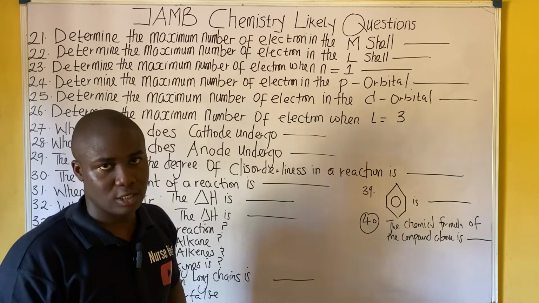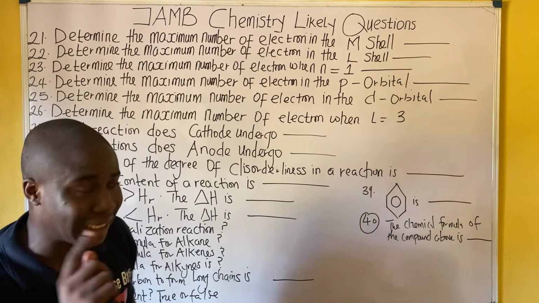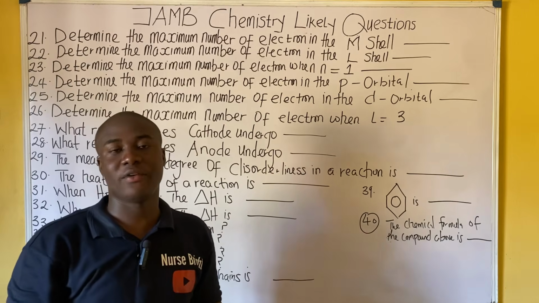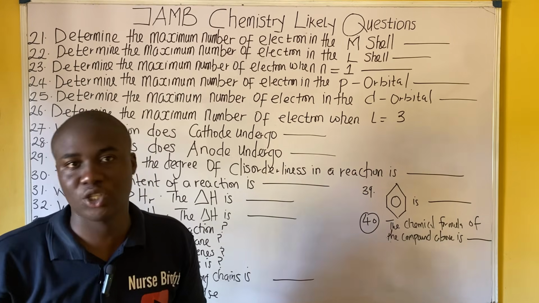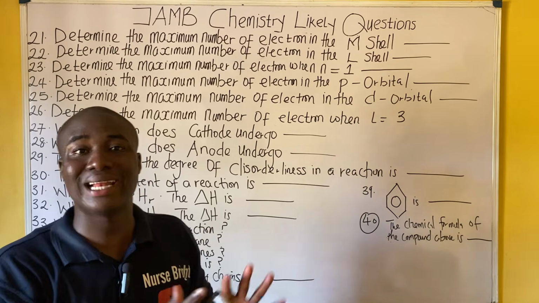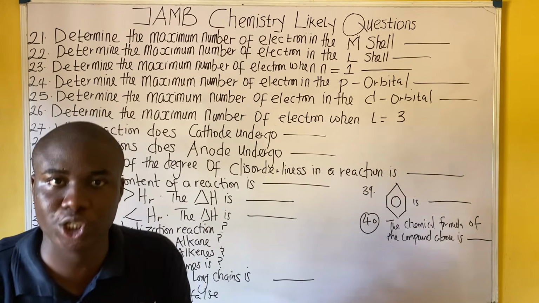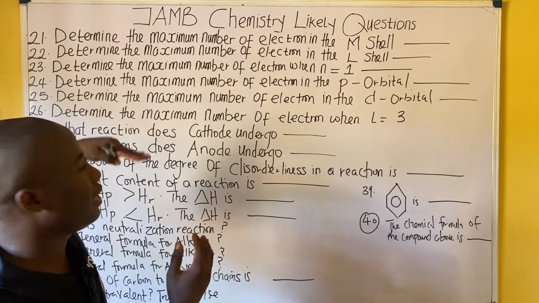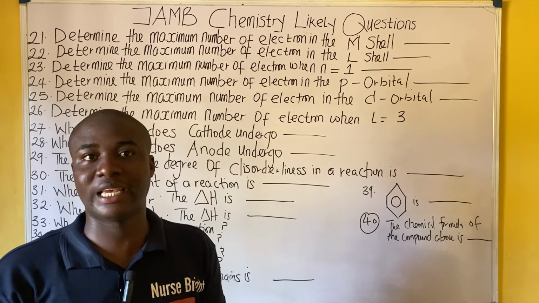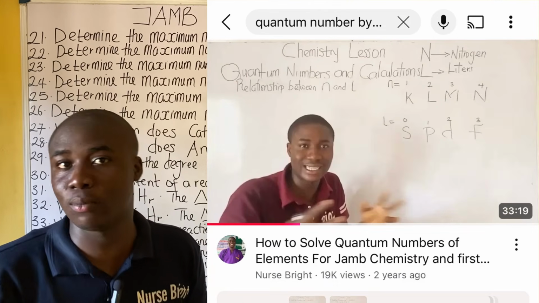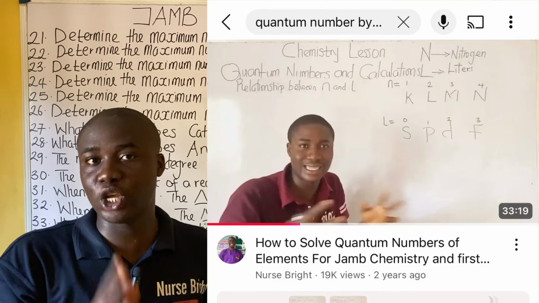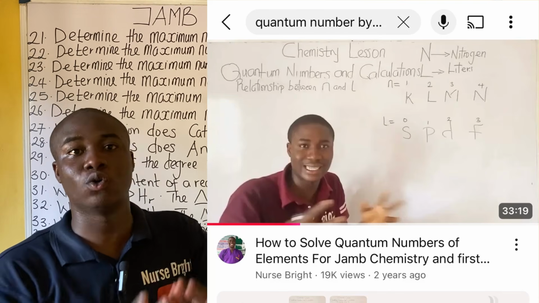Okay, guys, let's get into the next practice question, and it says, determine the maximum number of electrons in the M shell. First of all, it is very important for me to tell you where this question is coming from. I asked so many questions that are similar. It's on a very important aspect in chemistry, and that aspect is called quantum numbers. I already have a full video lesson on my channel where I explained everything you should know about quantum numbers from the beginning till mastery.